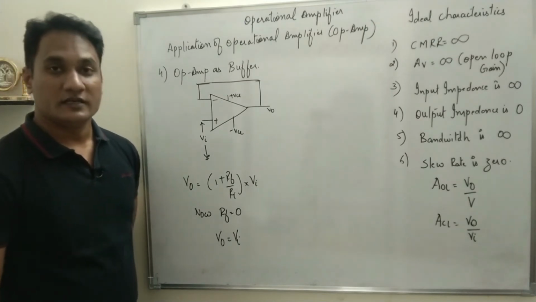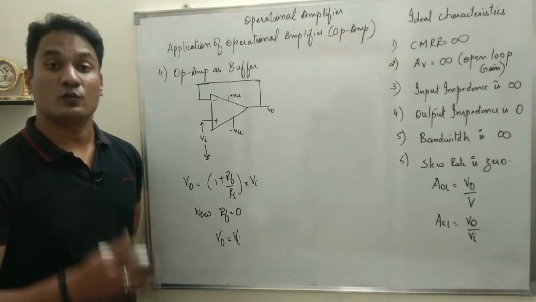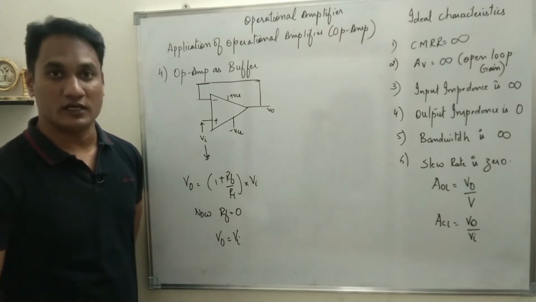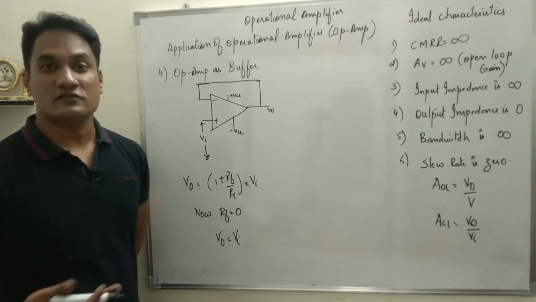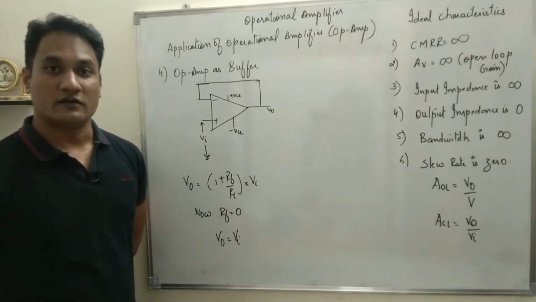That means whatever be the input voltage we give, we will get the same output with the same sign also. There will be no change in the sign. The same sign you will get at the output. But if that is the case, what is the importance of this circuit? So we need to understand where this op-amp as buffer will be used.